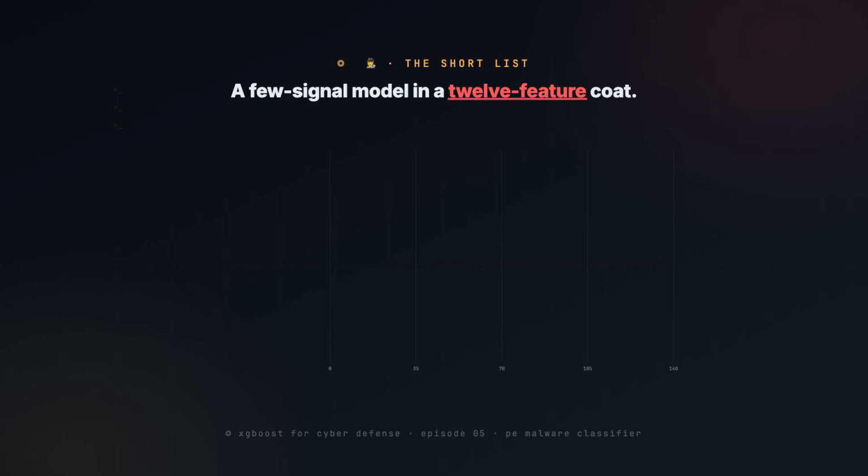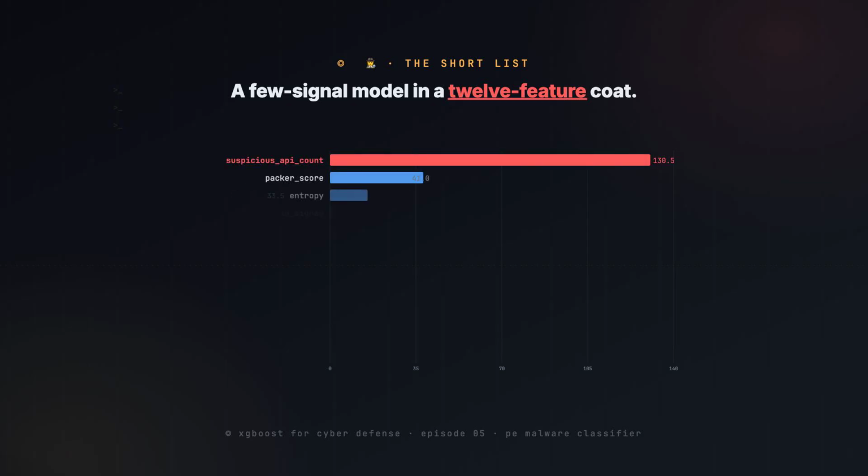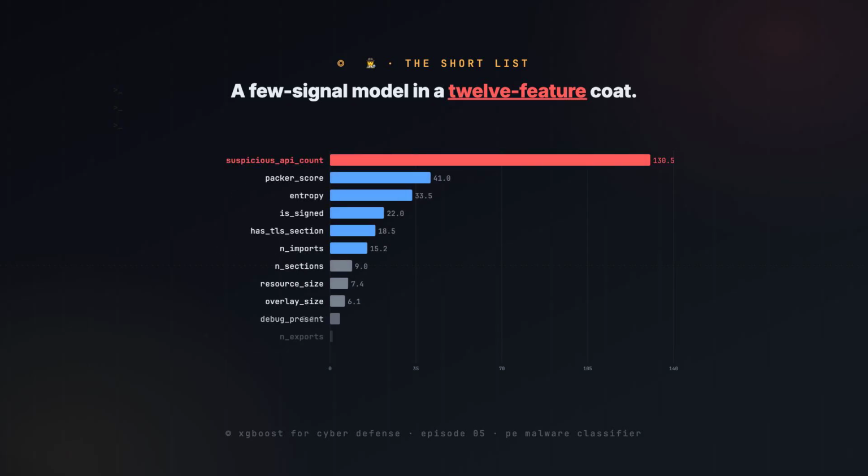Misconception killed. All 12 PE features pull their weight. They don't. The gain bars sort themselves and one signal towers, suspicious API count at 130, more than triple the next. Then packer score and entropy, while timestamp anomaly sits near 2, basically dead. The detector is really a few signal model wearing a 12 feature coat. Knowing that is how you survive feature drift. You watch the handful that matter.